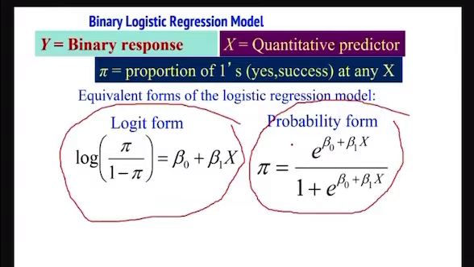Does that make sense? So this is another reason why we cannot use linear regression to model a categorical response, because there's going to be an interpretation issue as well. The way we interpret parameters in a linear regression model will be different from the way they are interpreted using a logistic regression model.